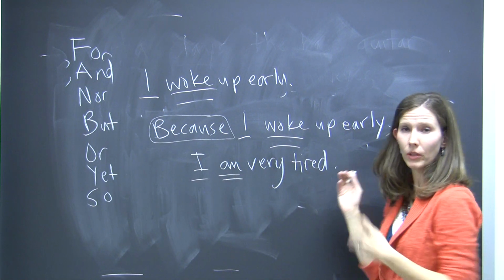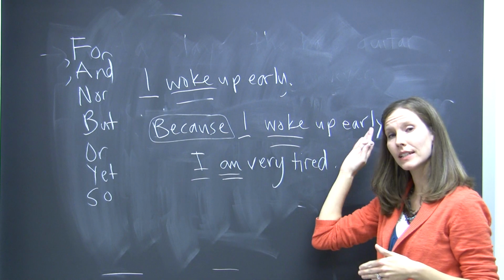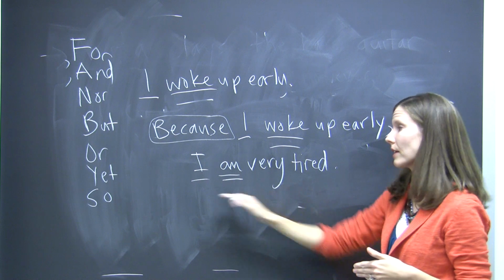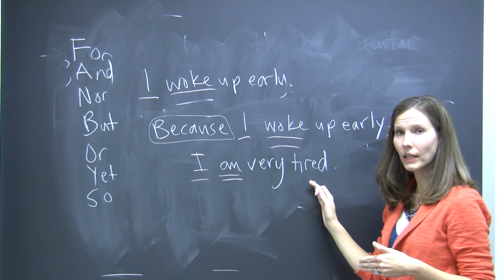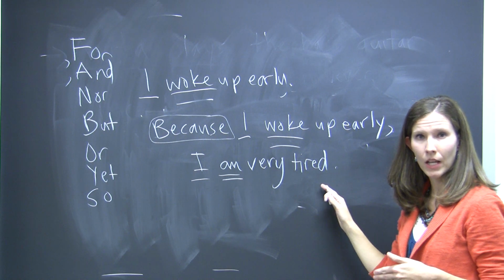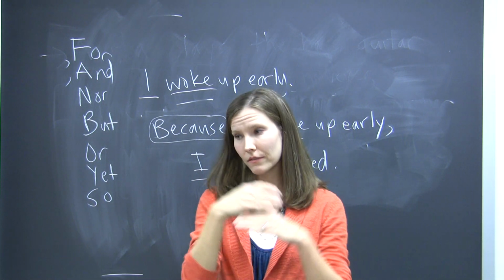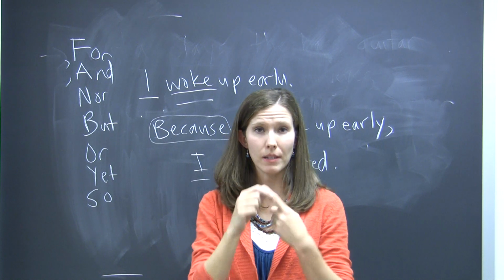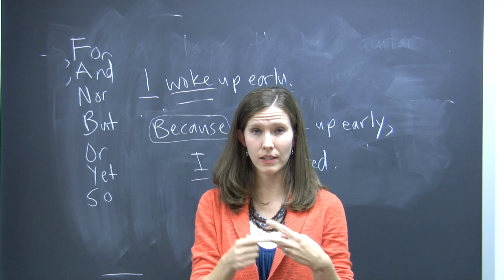Because I woke up early cannot stand on its own. That's why that's a dependent clause. I am very tired could stand on its own as a complete sentence, so it's independent. A complex sentence is made up of a dependent clause and an independent clause. So that finalizes the three different types of sentences you'll be responsible for in this class: a simple sentence, a compound sentence, and a complex sentence.